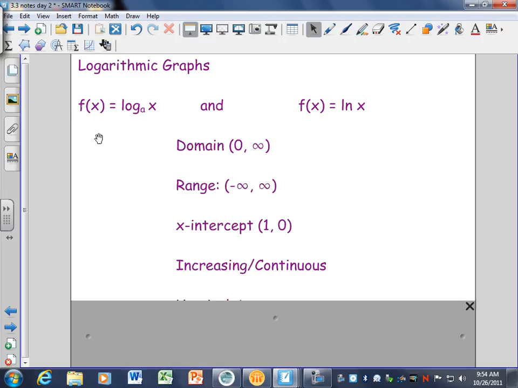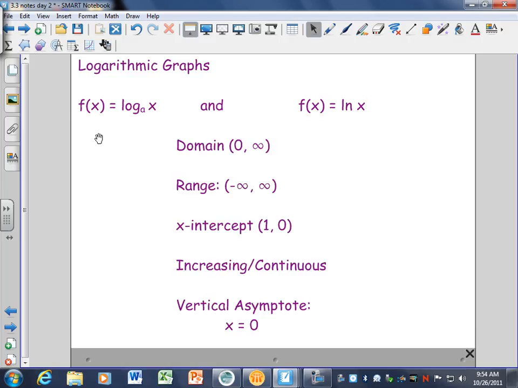I have these kind of things if you want to write them down. For log base anything x and ln of x, these are the characteristics of the parent graphs, and then you can change the parent graphs by moving them left, right, up, or down. We talked about this already, but if you want to write it down, it is in your book. The domain will always be from 0 to infinity, unless it's shifted. Range will always be negative infinity to infinity, because the y value is your exponent, and you can plug in any exponent you want. That's why it's all real numbers.